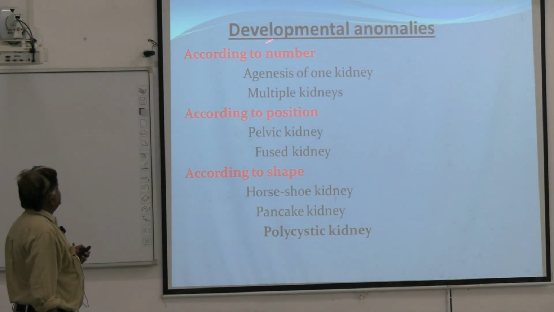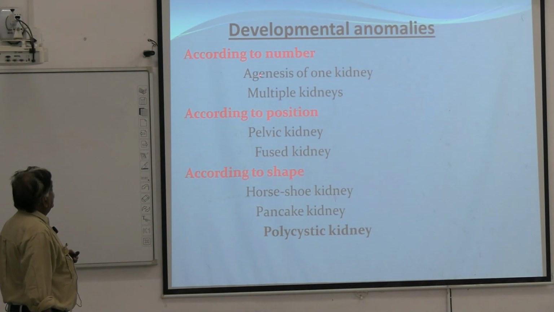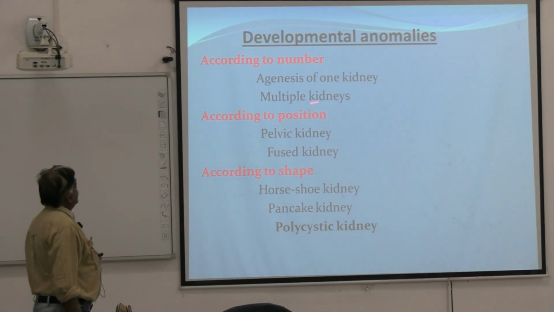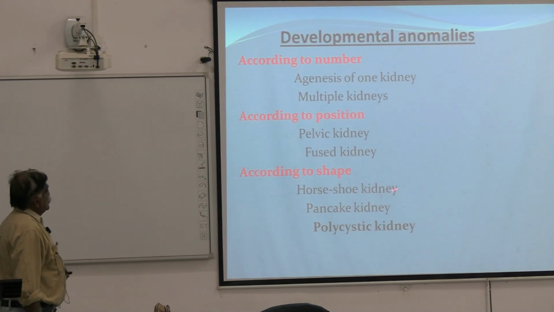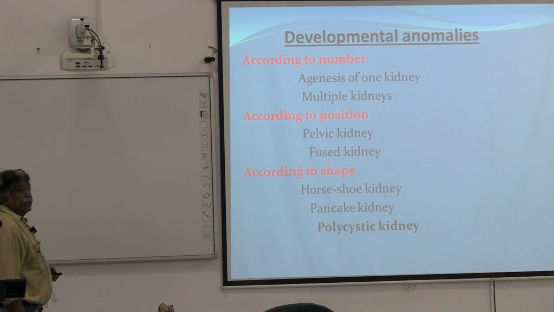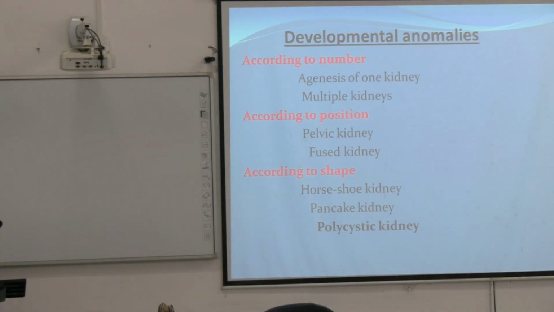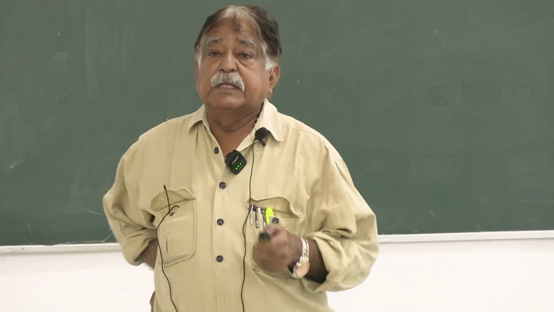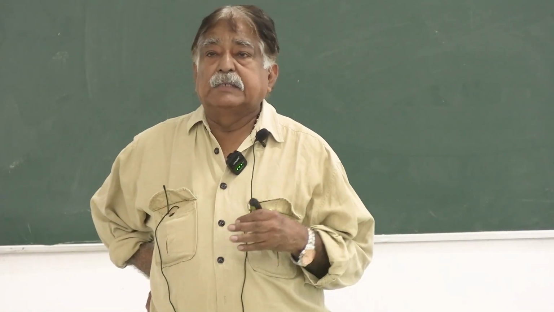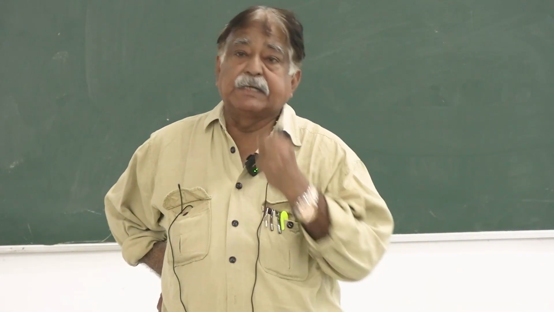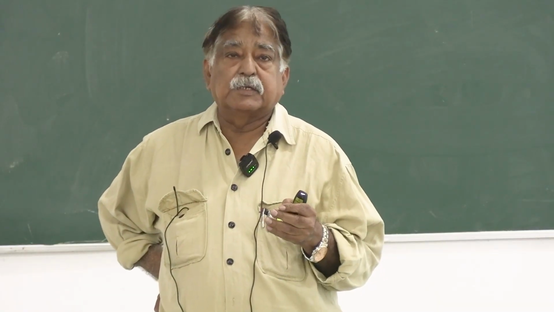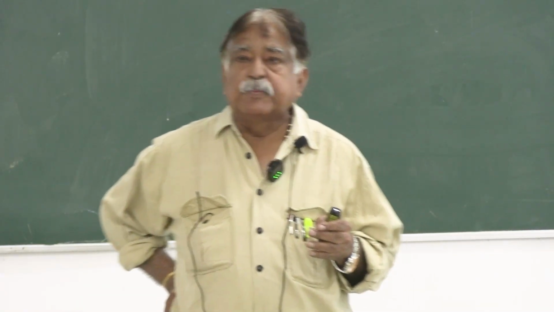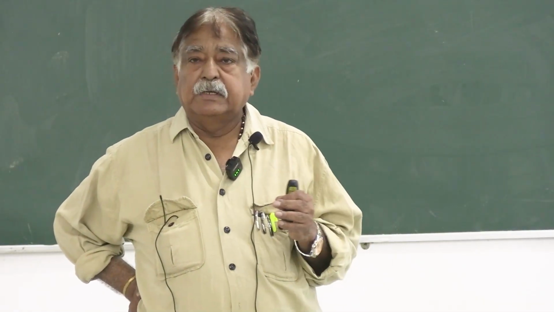Now, developmental anomalies. According to number: agenesis of one kidney, multiple kidneys. According to position: pelvic kidney, fused kidney. According to shape: horseshoe kidney, pancake kidney, polycystic kidney. Nowadays it's very common that, due to ultrasound reports, things are more diagnosed. And sometimes in the USG center, you are told, Doctor, what has happened to me? They say I've got a cyst.